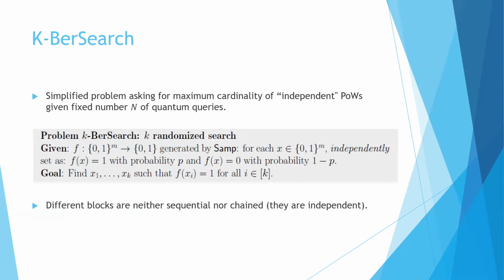So let's see what the relaxed problem is. The relaxed problem, called k-bear search, is essentially asking for the maximum cardinality of independent proofs of work given n quantum queries.